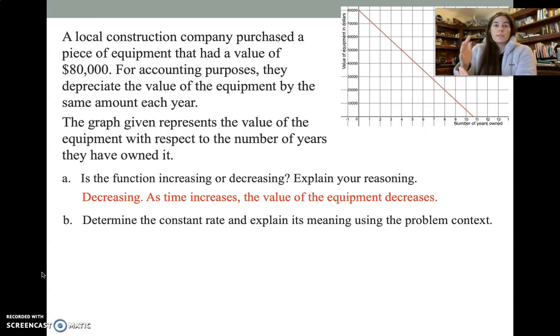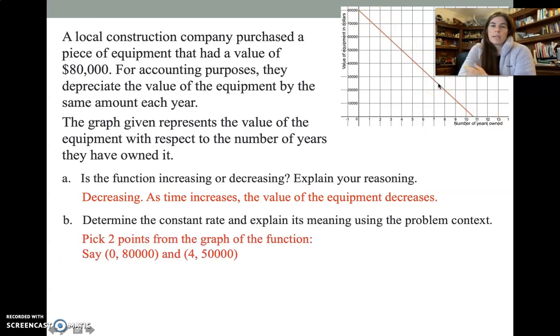It says to determine the constant rate and explain its meaning. To find the constant rate of change, we need two points. So you want to pick two points on this graph that are easy to see. I picked 0, 80,000 up here, and then I picked this point here at 4, 50,000 just because I could see where it crossed.